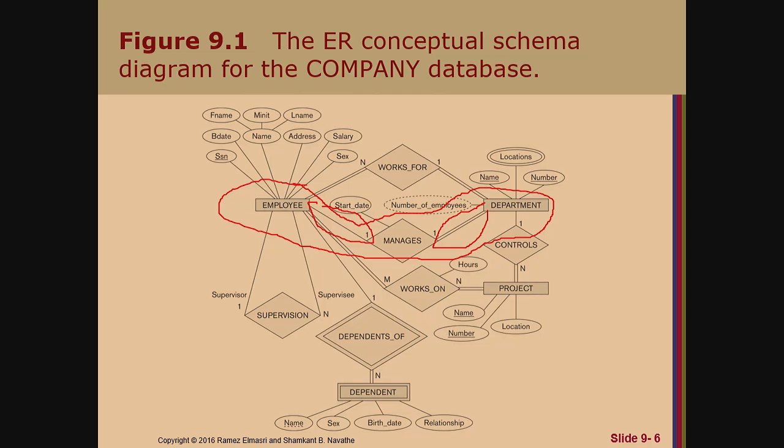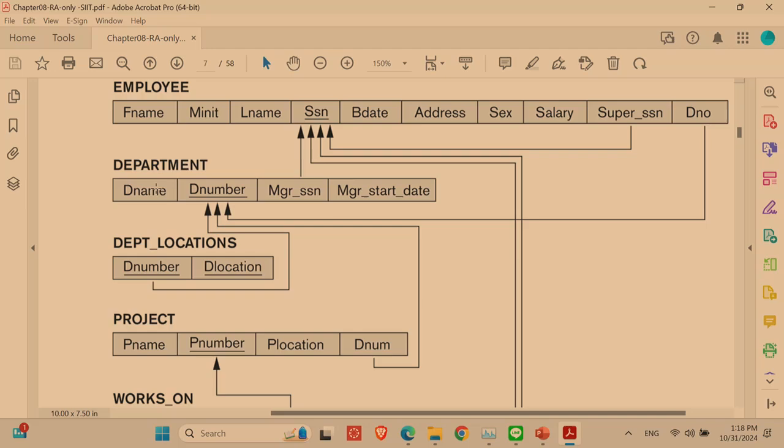But if you add the key of employee in the department as the manager, every department must have a value because all departments have a manager, right? So when we transform, every department has a manager, right?